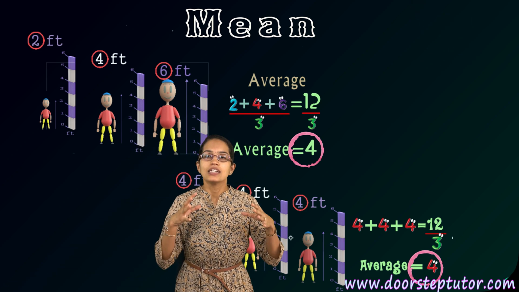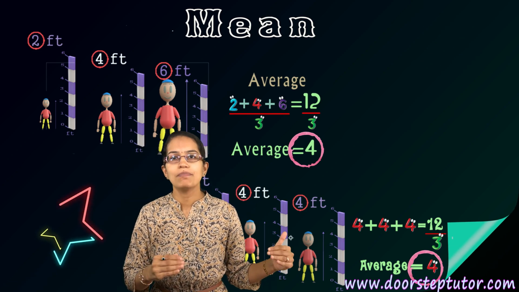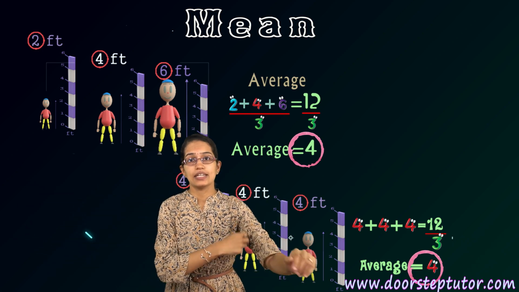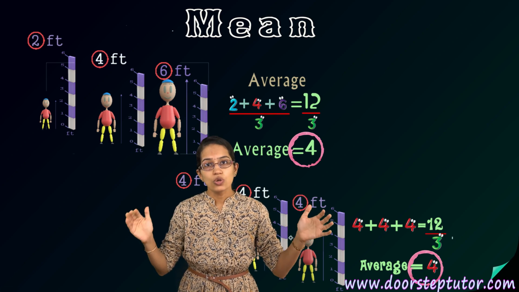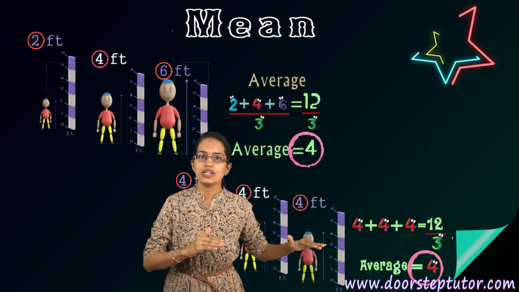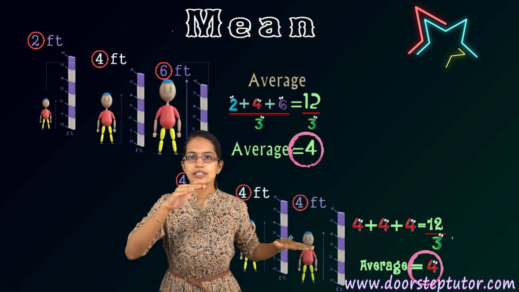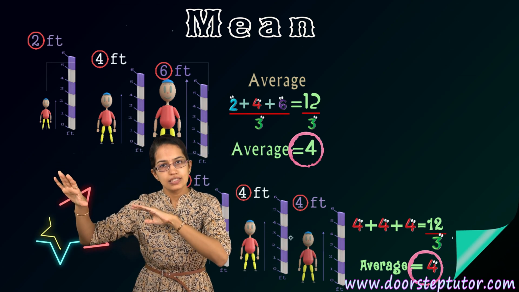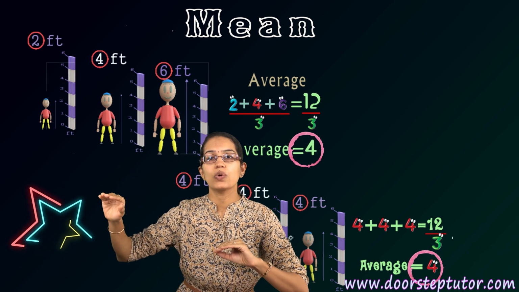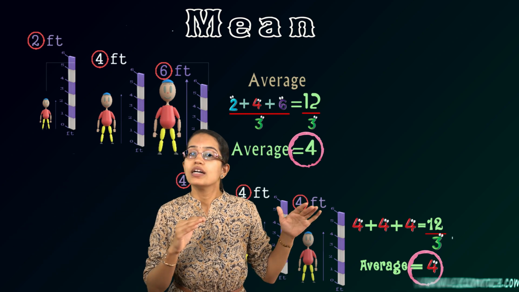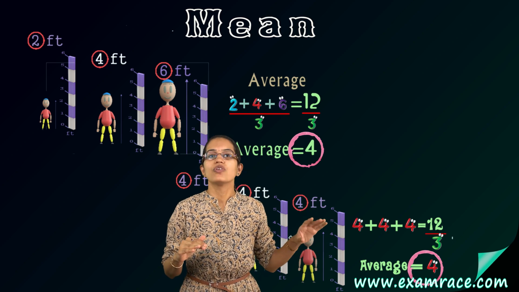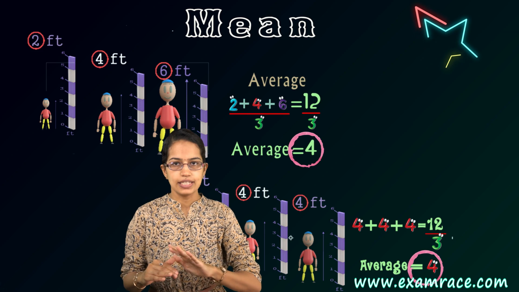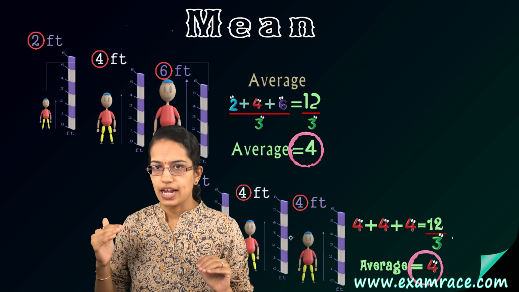The idea is the number of the kids multiplied by the average would give you the total value. Okay, so in the first case you have 2 feet, 4 feet and 6 feet, the total comes out to be 12, and this total is equal to the multiplication of the average and the number of the kids that are there. So that's how we understand the mean.